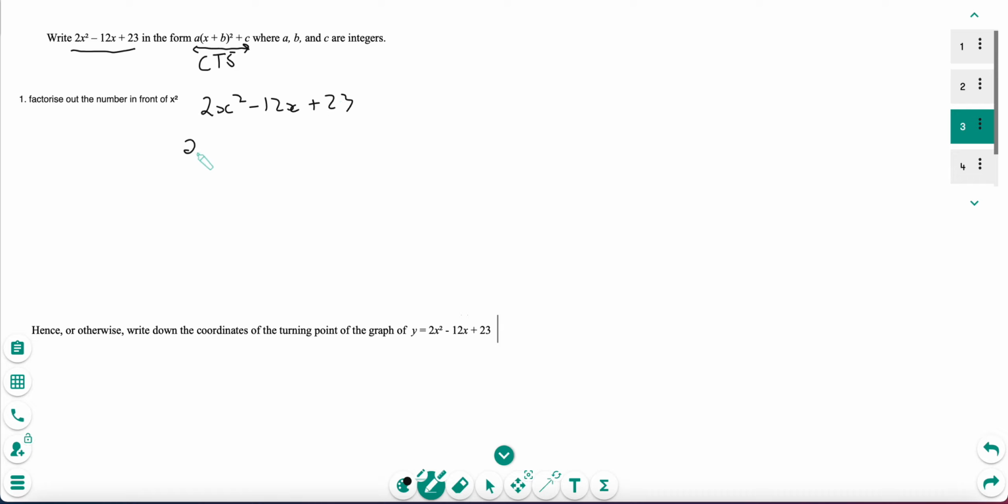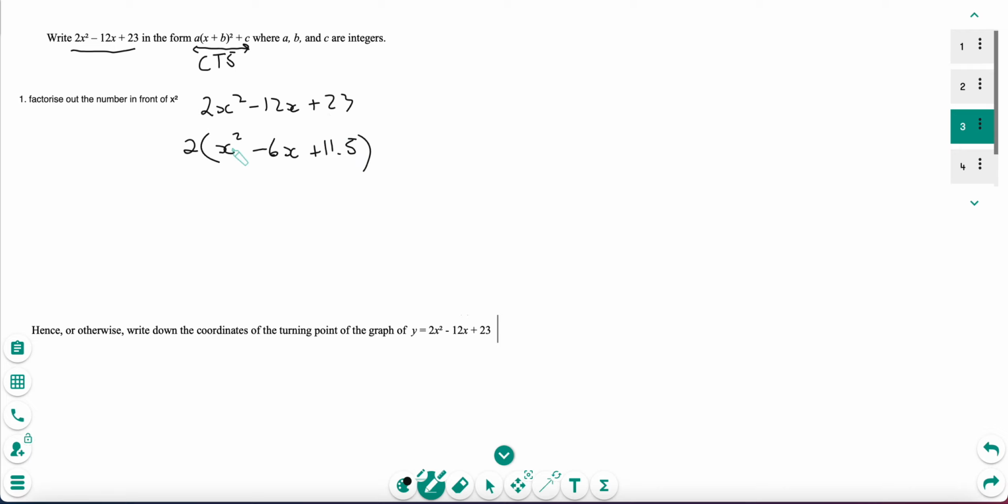So I'm going to factorize out this 2. So I'll write 2, open up some brackets. How do I get from 2 back to 2x squared? Well, I times x squared. How do I get from 2 back to minus 12x? Well, 2 times negative 6x is negative 12x. How do I get from 2 to 23? Well, I times by 11.5.